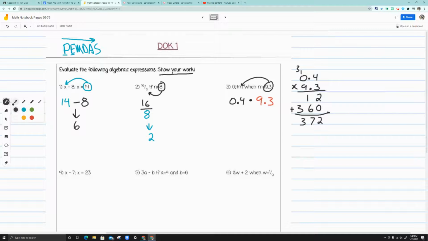And then this is where the magic happens with multiplying decimals. How many decimal places did I multiply here? I multiplied 2 decimal places. So in my answer, my decimal is moved over 2 decimal places as well. So 0 4/10 times 9 3/10 evaluates to 3 72/100.